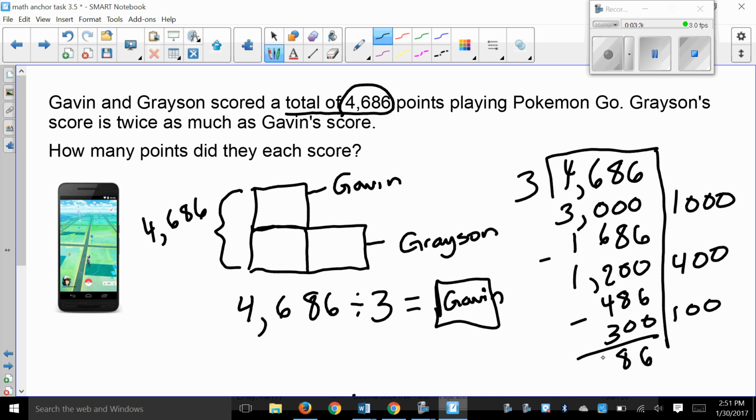3 goes into 180 times. I'm left with 6, and 3 goes into 6 2 times. So I'm going to add up all of these values. I get 1,562.